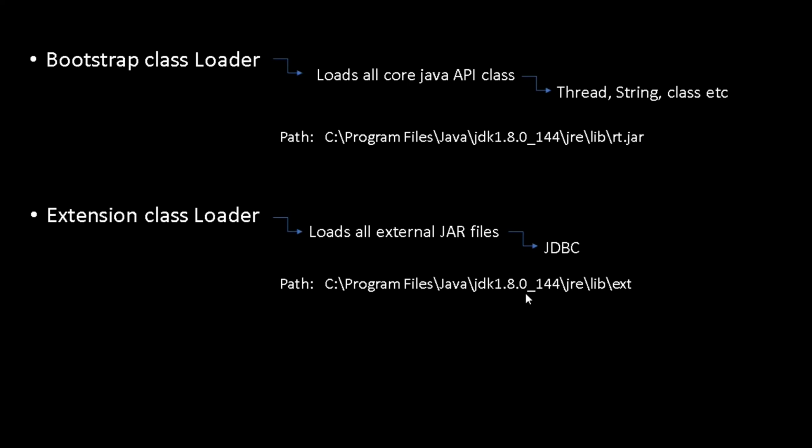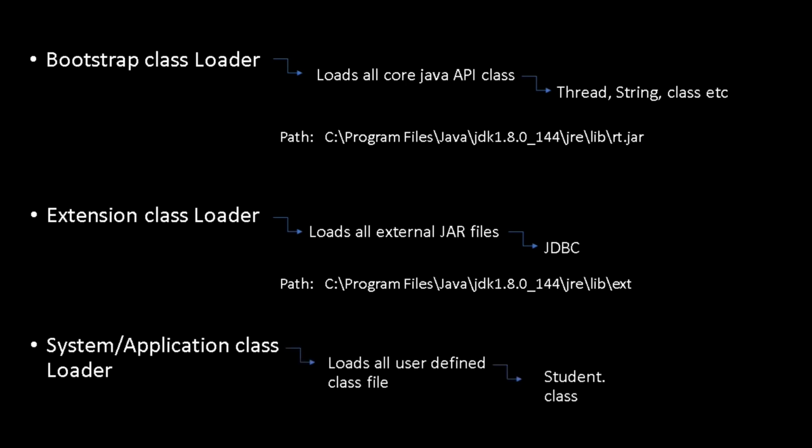The path from which the extension class loader loads is C:/Program Files/Java/JDK/JRE/lib and then ext. This is where we have to paste our external jar files, and the extension class loader is responsible for loading these external jars. The third one is the application or system class loader. This class loader loads all the user-defined classes, say a class named Student. The path used by the system class loader is the environment path variable.